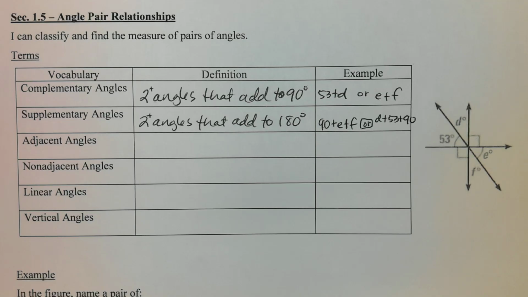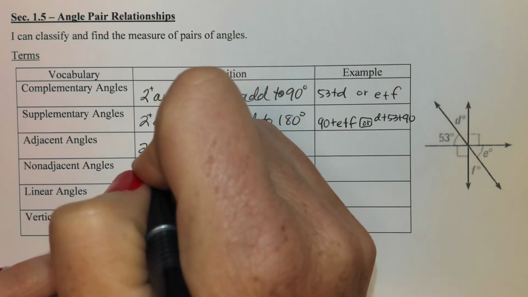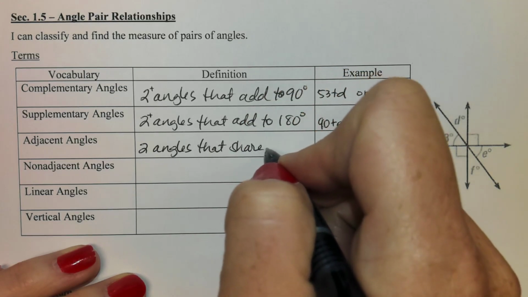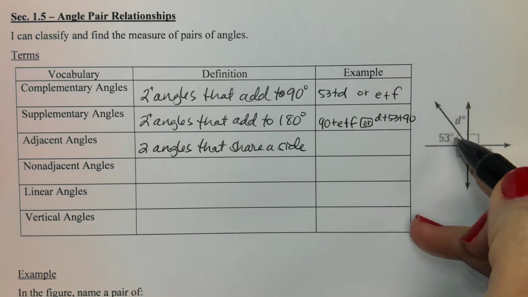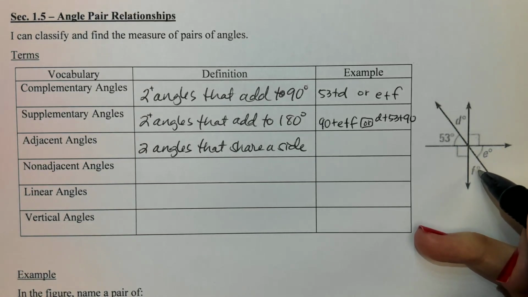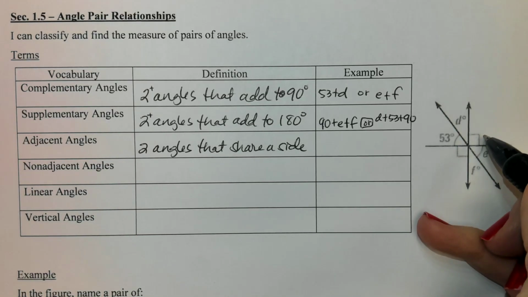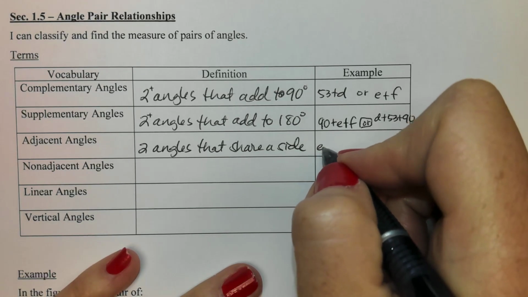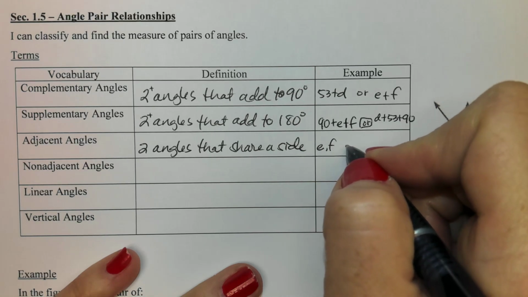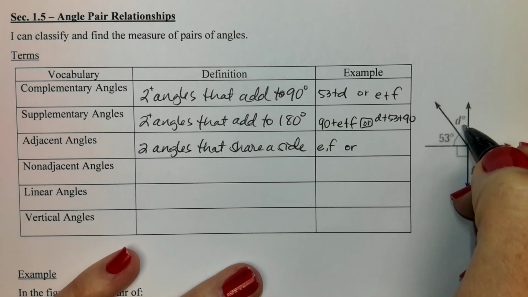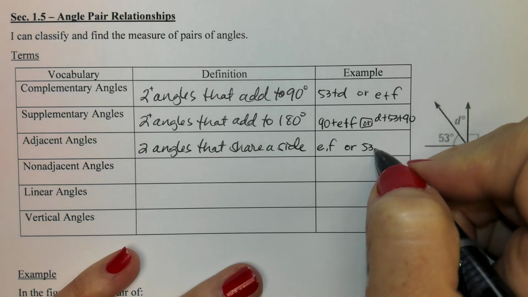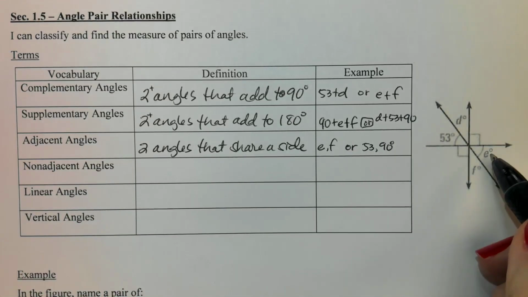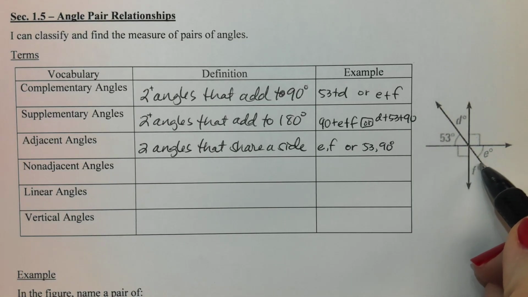Adjacent angles are two angles that share a side. Like 53 and D, or F and 90, or 90 and E. So any two angles that are next to each other and they share a side. So E and F, or 53 and 90. It doesn't have to add up to 90 or 180. It doesn't have to do anything special. It's just two angles that share a side. So they're kind of like back to back.